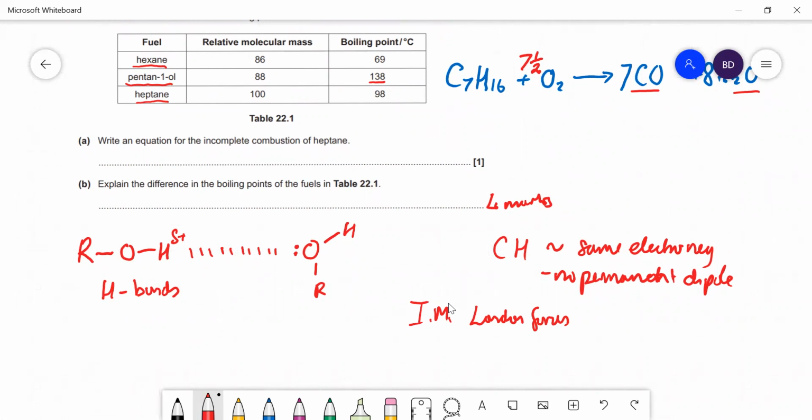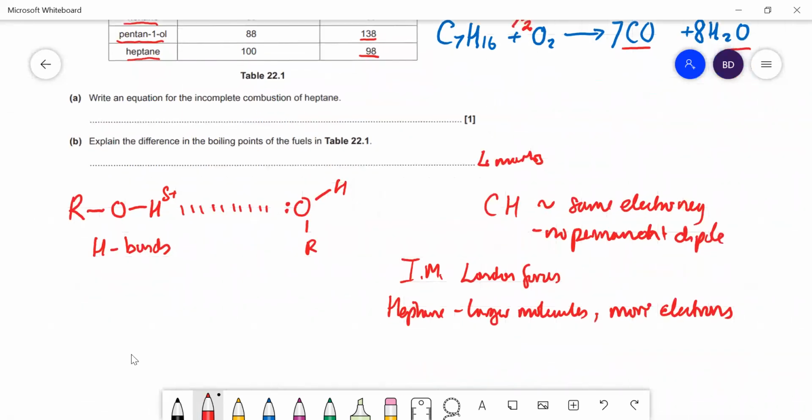Now, why are the London forces going to be higher in heptane? It's got a higher boiling point because heptane is a larger molecule. It's got more electrons, which gives more chances for more points of contact, stronger London forces, higher boiling point. Okay, that covers it, you've got 4 marks worth of stuff there. Okay.